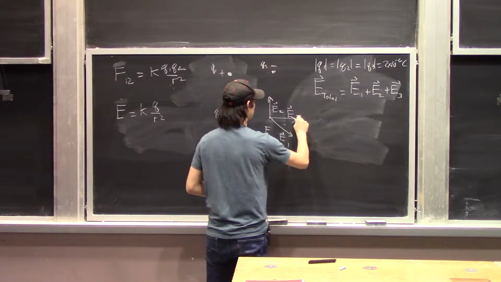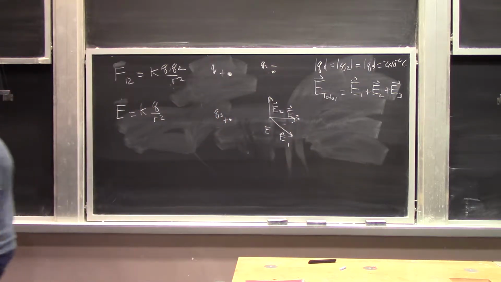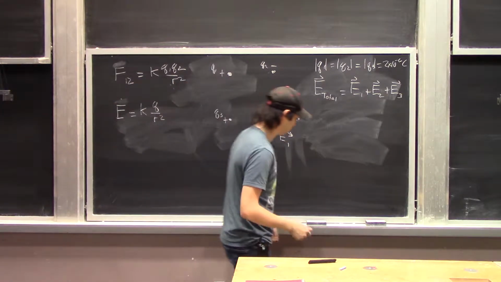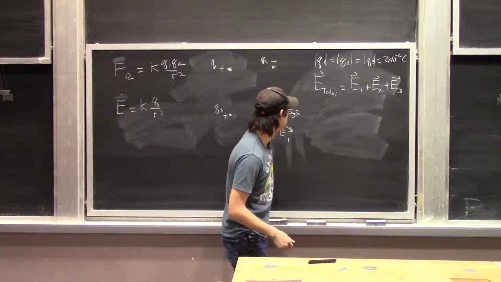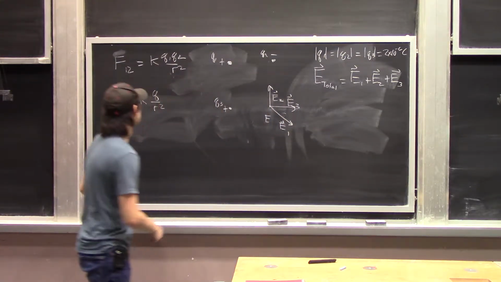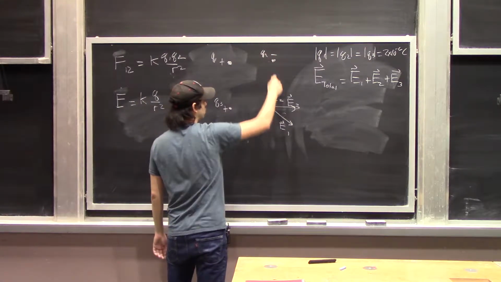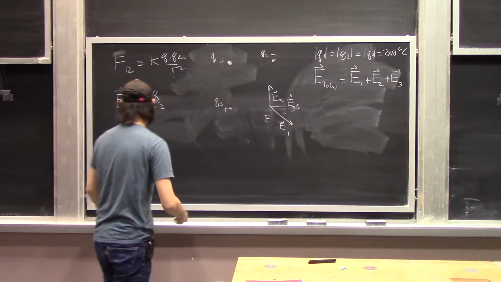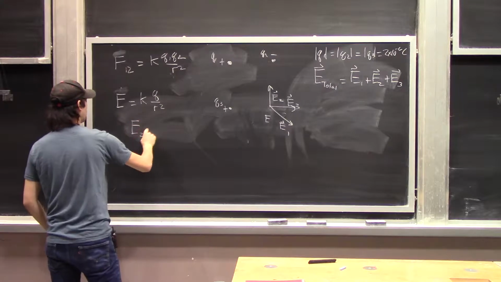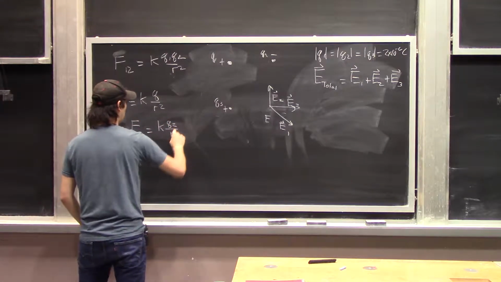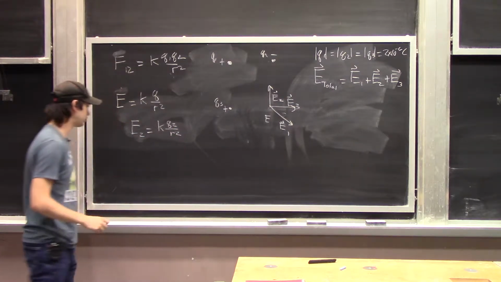E vector 3. And so what we need to do is calculate each one of these independently and then add them together in accordance with the superposition principle. The first one that we can calculate, let's start with the electric field that Q2 acts on this point. That is to say, E2 is going to be equal to K Q2 over R squared.